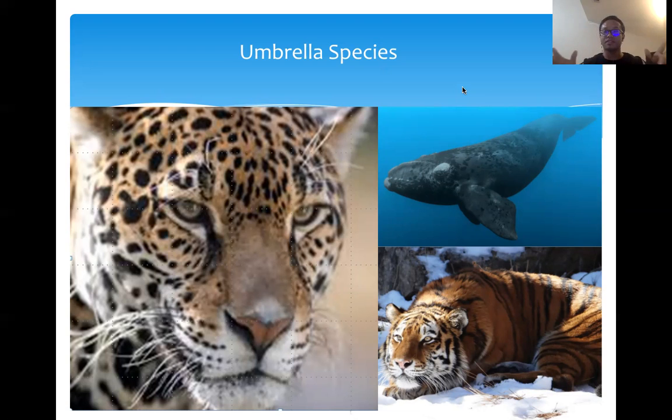So if you can imagine an umbrella, and at the top of the umbrella are organisms such as a Latin American jaguar, where if we can protect the areas and ranges in which they live, we will also indirectly protect their prey, their prey's prey, and then within that, all the habitat that coexists together.